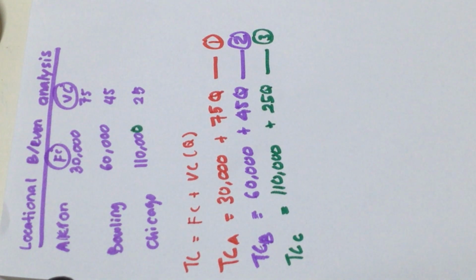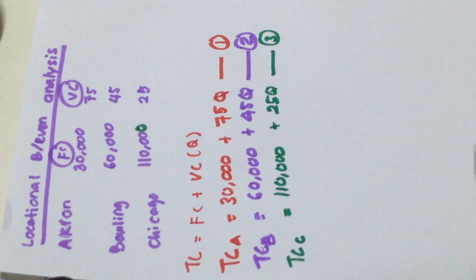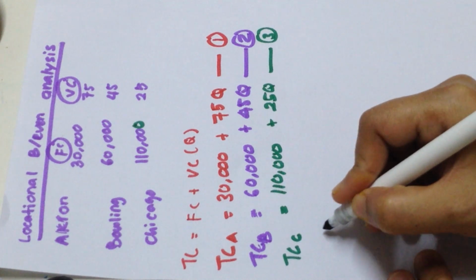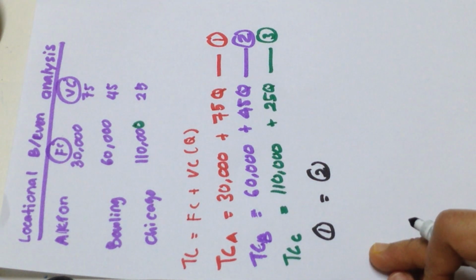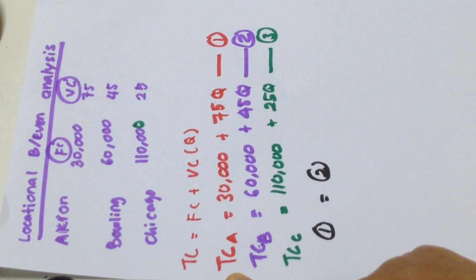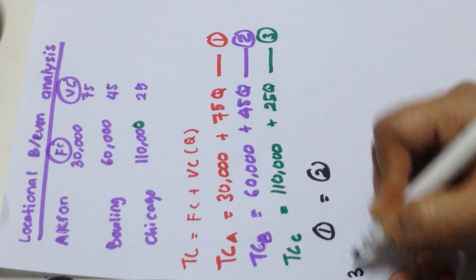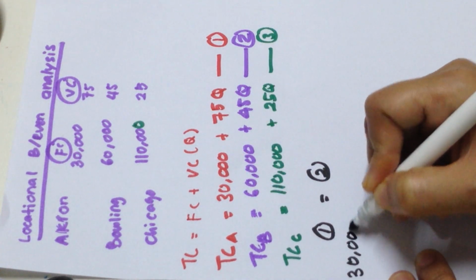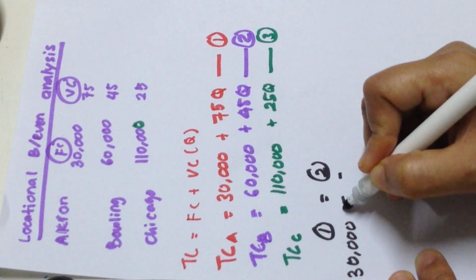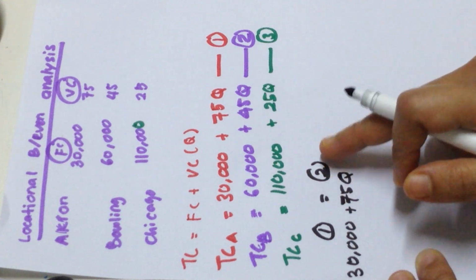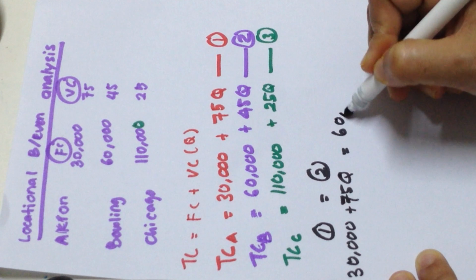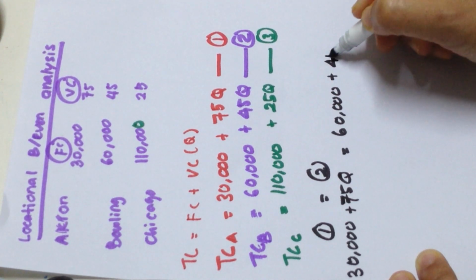Alright, the next step, what we need to do is we want to know the intersection point between equation 1 and equation 2, which is total cost for A equal to total cost for B. So 30,000 plus 75Q for A, equal to equation 2, which is 60,000 plus 45Q.